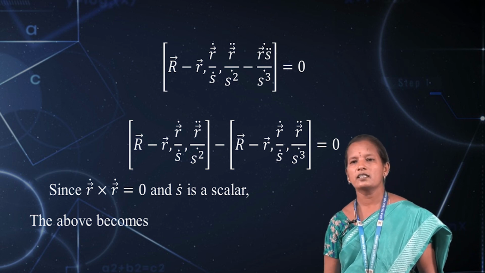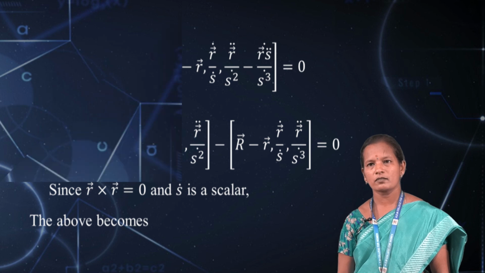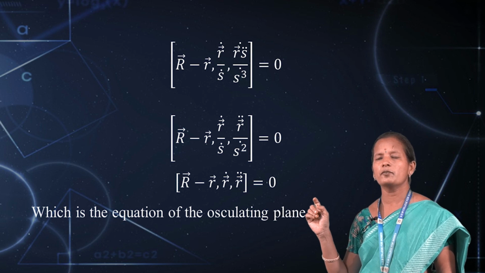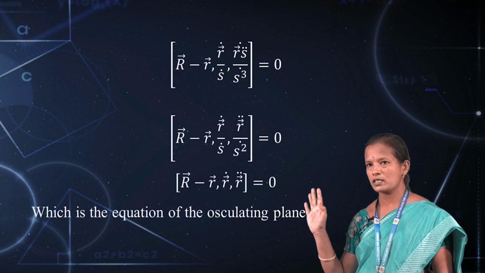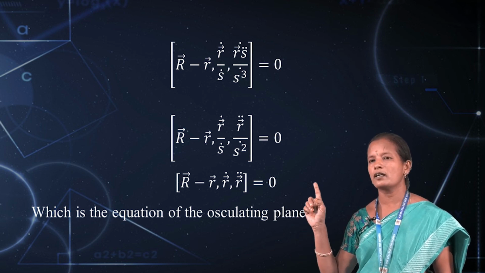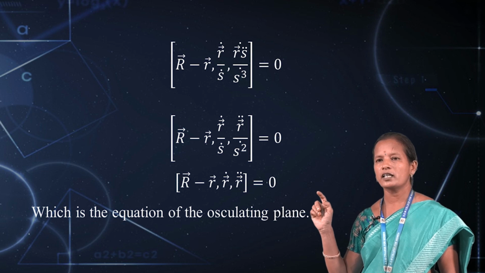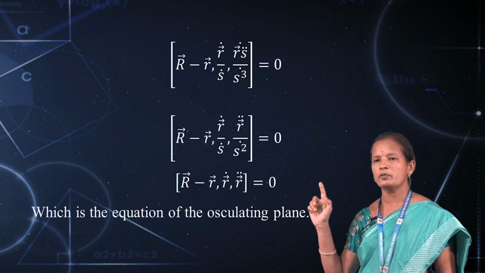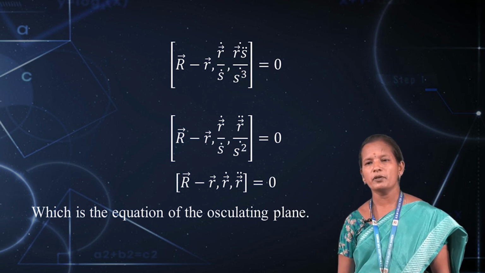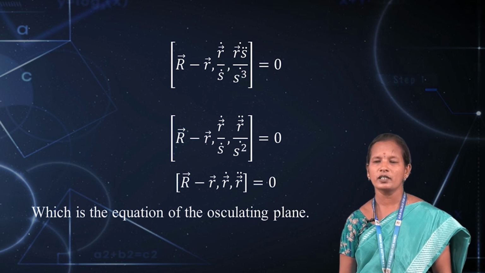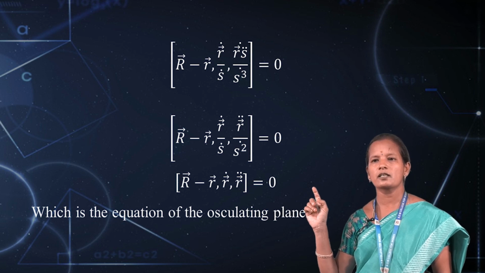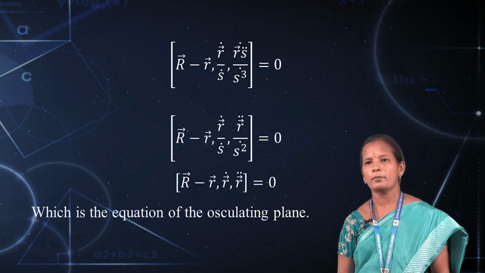We are using the same result here, so that the above becomes box value of capital R minus small r, comma r dot by s dot, comma r dot into s double dot divided by s dot cube is equal to 0. From this step we get box value of capital R minus small r, comma r dot vector by s dot, comma r triple dot divided by s dot squared is equal to 0. Simplifying again, s dot squared goes away, that is box value of capital R minus small r, comma r dot, comma r triple dot is equal to 0, which is the equation of the osculating plane.